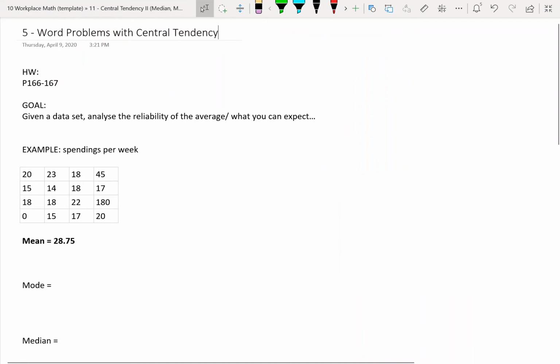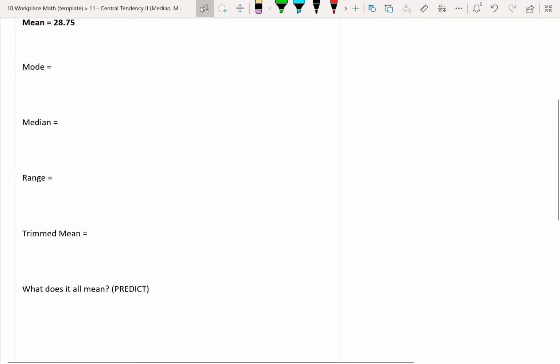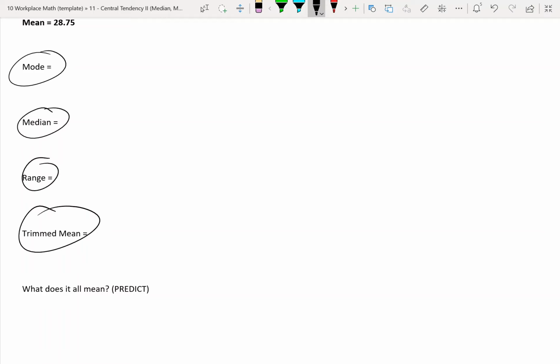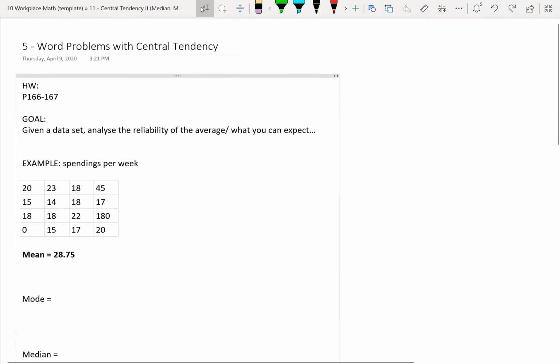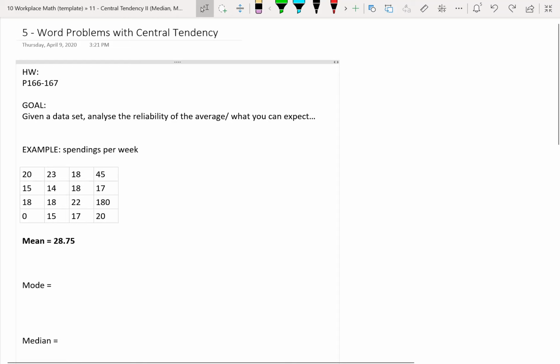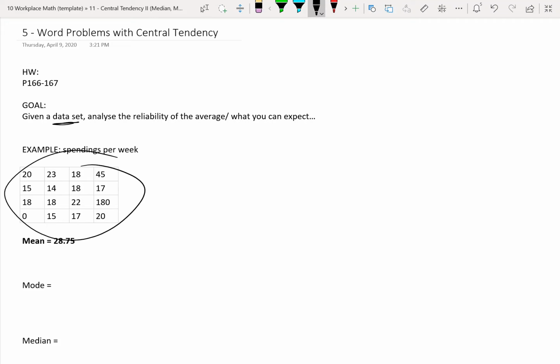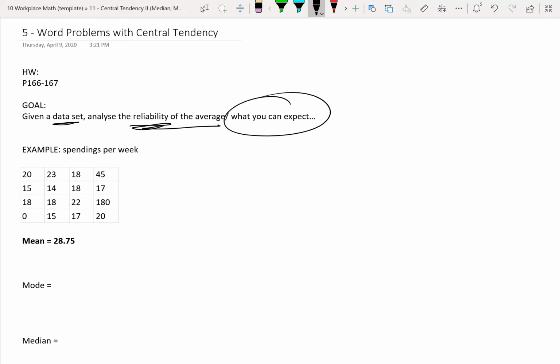All right, so we are now going to talk about word problems and really why we learned how to do this. The last couple of days we've been talking about mode, median, range, trimmed mean, all this stuff, okay? But we haven't really talked about the purpose and what good it's for. So we're going to go through a big example today and hopefully understand why these can be useful in theoretical real-life situations. Our goal is, if we're given a data set, which is a bunch of numbers like that, how can we figure out the reliability of the average and predict what's going to happen next?